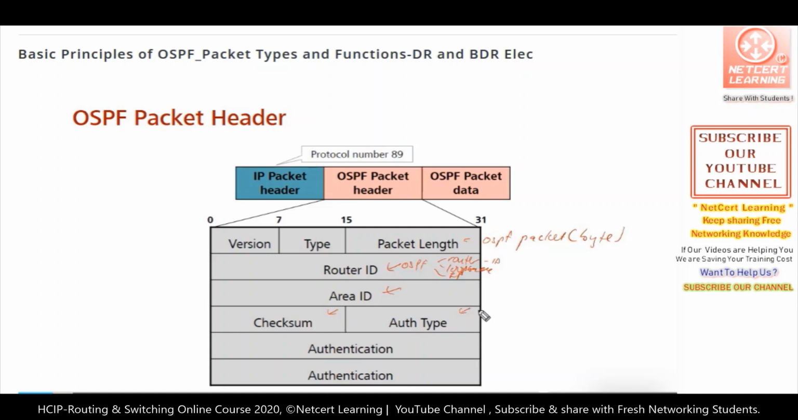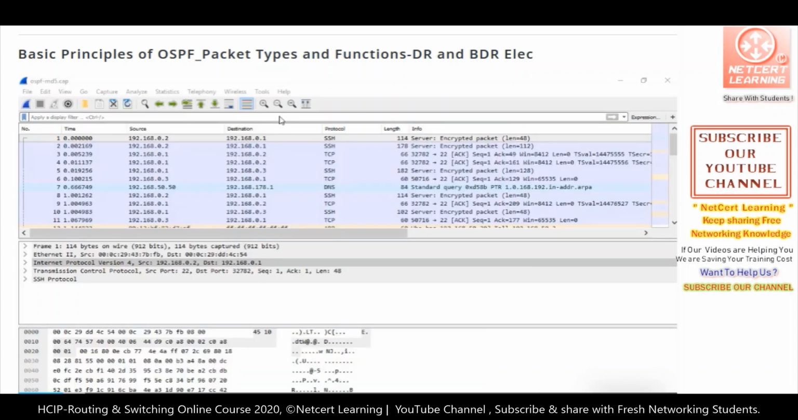Next, we have the authentication type. The authentication type here has a few values. It can be 0, which means no authentication. All right. Then we also have a value of 1, where we are using a simple password. And we also have a value of 2, where we are using MD5. Okay, so that is the authentication type. And finally, we have the authentication field. This is the authentication value.